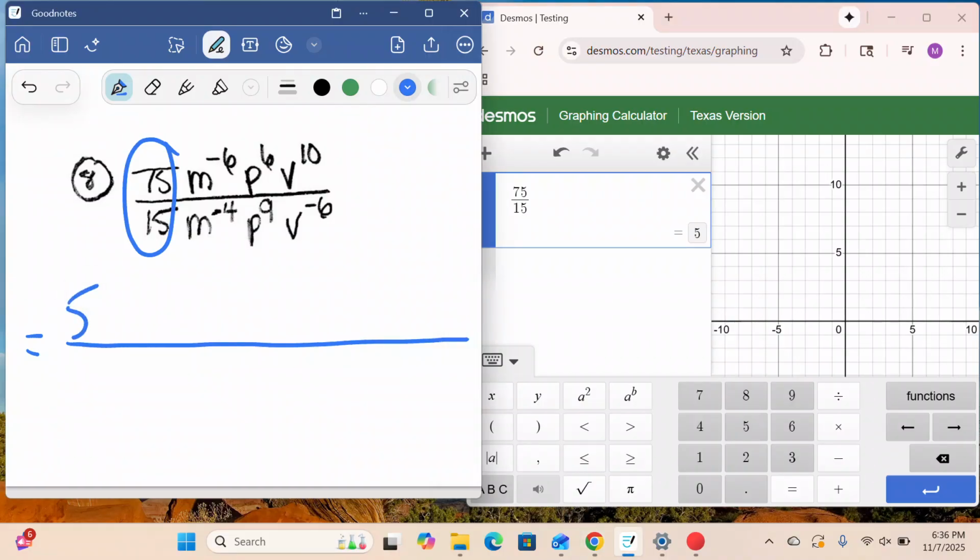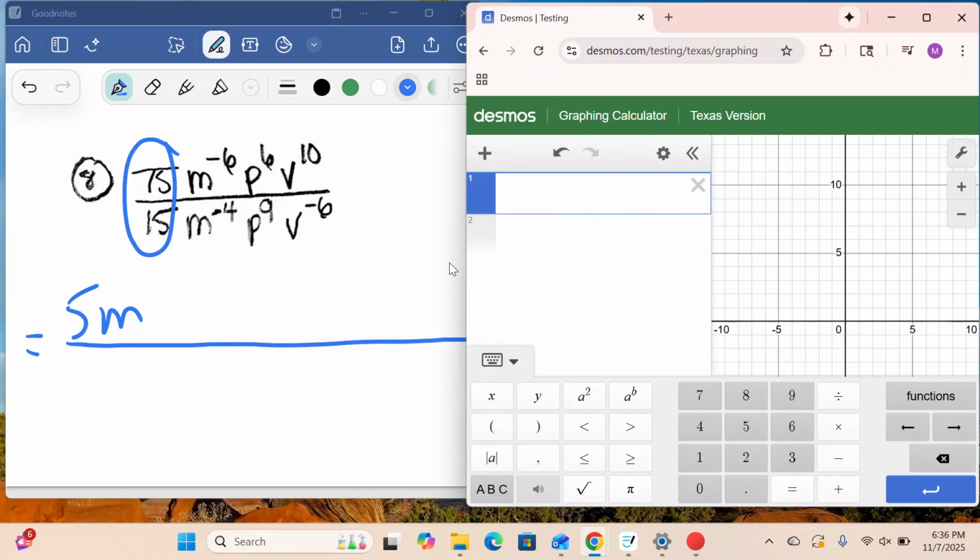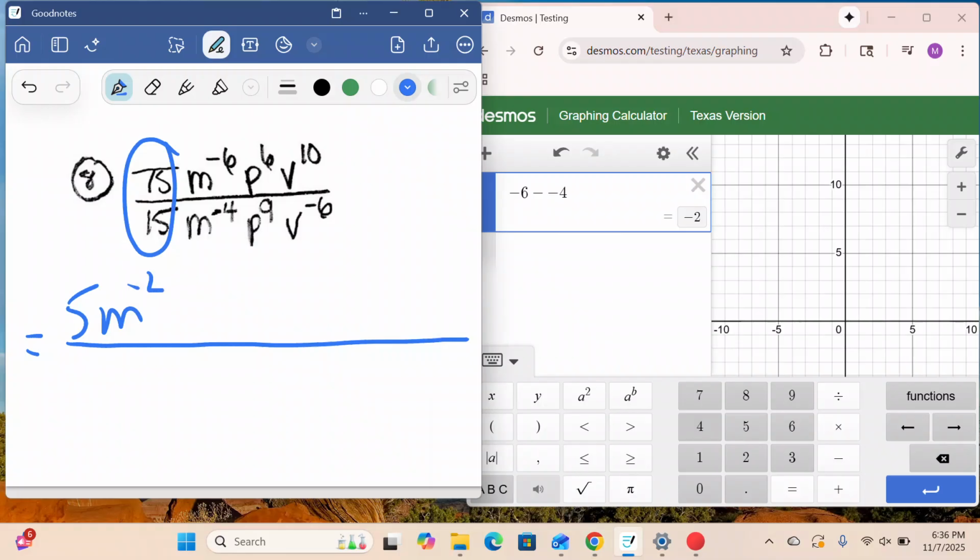Then I have a pair of m's and I'm dividing. So what I'm going to do is subtract the two exponents. All I have to do is place it in Desmos. I'm going to put negative 6 minus negative 4. I'm going to go ahead and input it into Desmos. Negative 6 minus negative 4. Let Desmos do the work. And it's m to the negative 2.